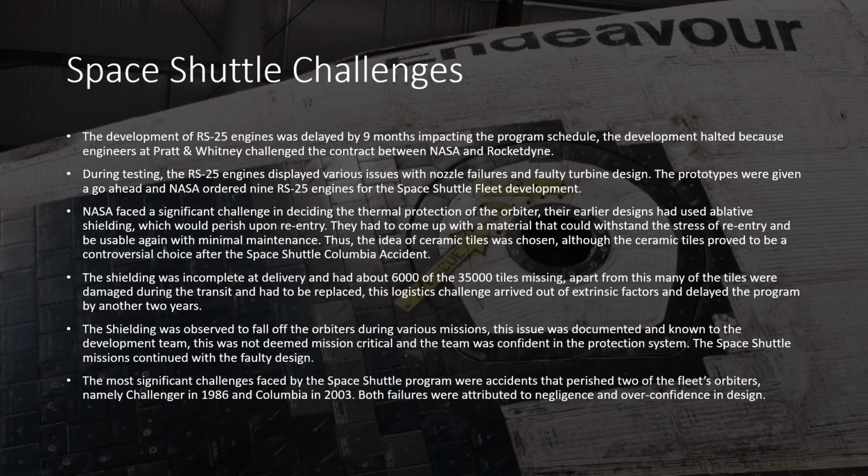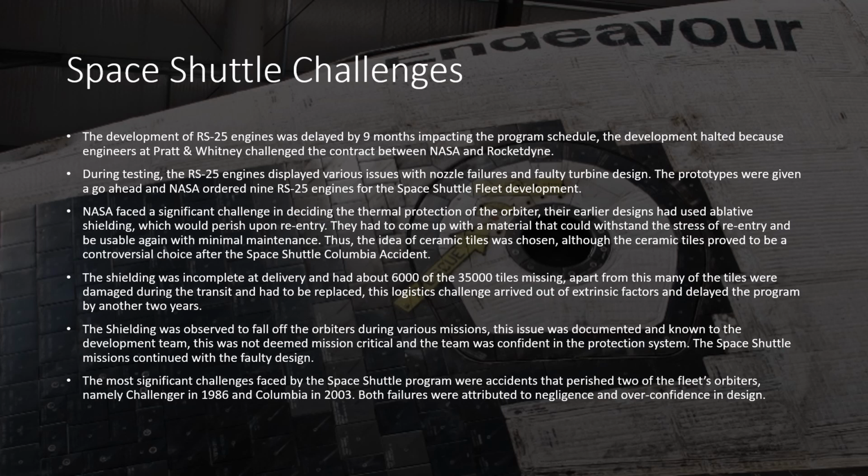The shielding was observed to fall off the orbiters during various missions. This issue was well documented and known to the development team. This was not deemed mission critical, and the team was confident in the protection system. The Space Shuttle missions continued with the faulty design.